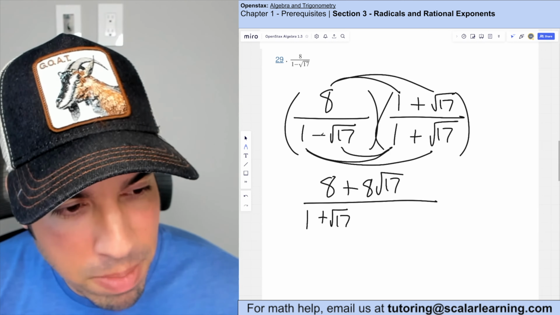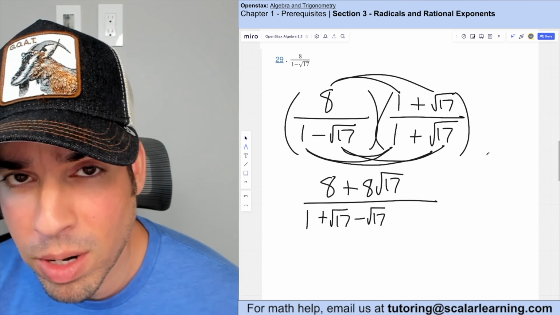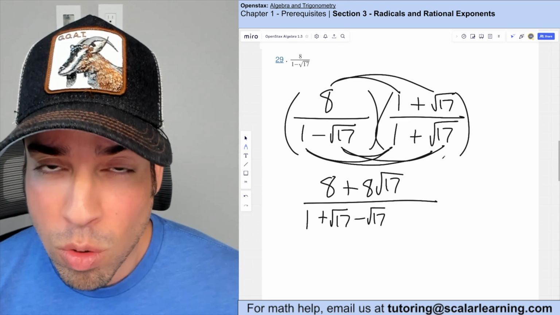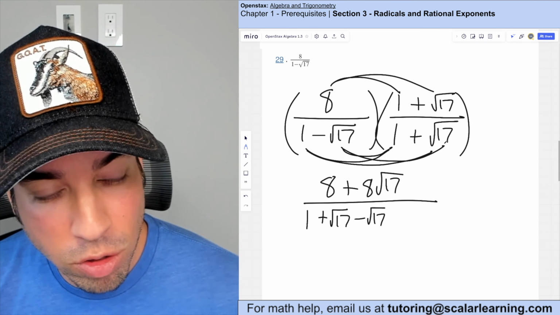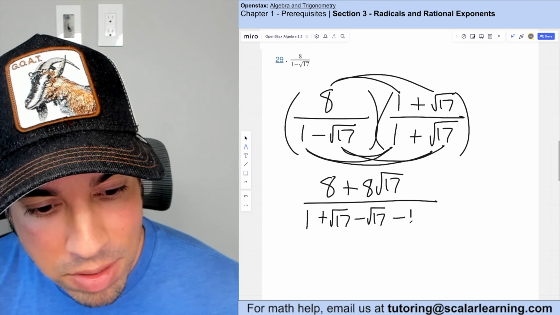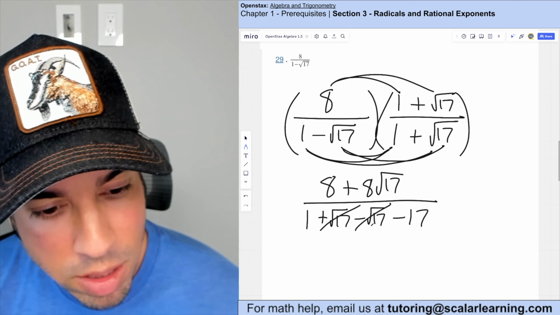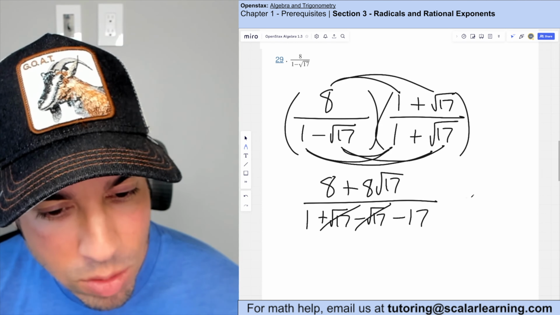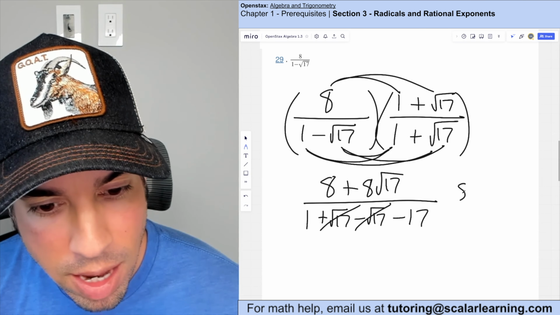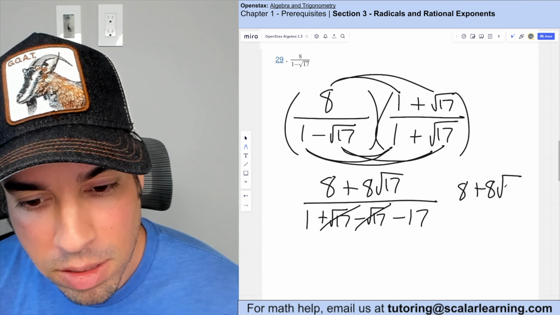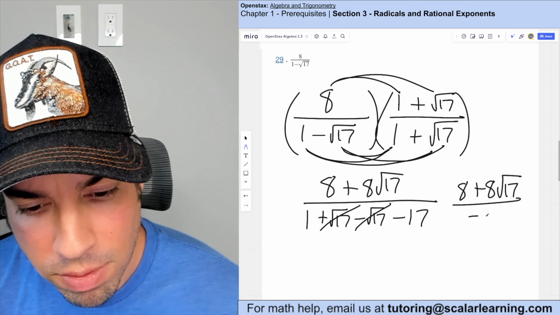And last but not least, I got negative rad 17 times positive rad 17. Again, the radicals will cancel out when it's the same number under those radicals, and I'm left with negative 17. These two are opposites, therefore they just cancel out like that. And then I got 1 minus 17, which is negative 16. So I've got 8 plus 8 rad 17 over negative 16.